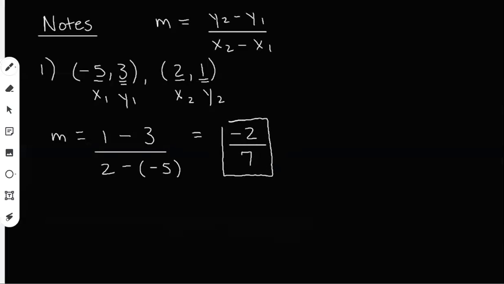Now, since I have -2 over 7, I can't really simplify the fraction down anymore. So I have to leave this as my answer. I can't make it any simpler. It's already in simplest form. And since this is a negative slope, I'm going to have a line that slopes downward like this.